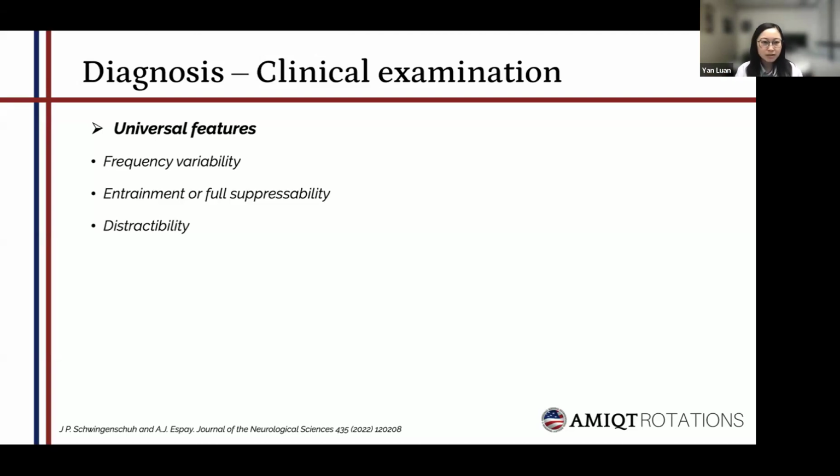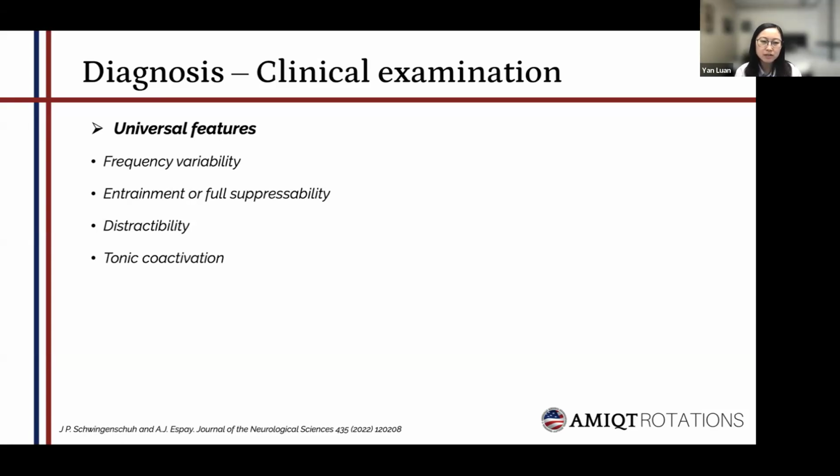The third is distractibility. It means that the tremor amplitude can attenuate with the distraction of attention to another body part.